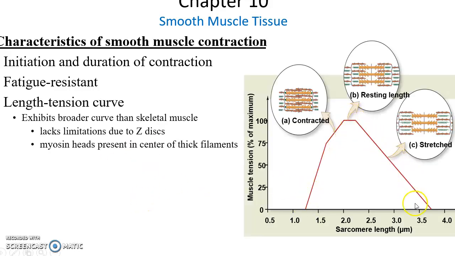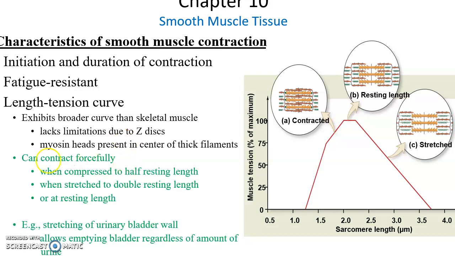Their overall curve for the length tension curve is broader because, again, they have the myosin heads present along the full length of the thick filament, and they aren't limited by Z discs. So there is a longer range of stretched and contracted sizes of the smooth muscle tissue that can still allow for force to be generated. So they contract more forcefully even when compressed to half their length or stretched to double their length.